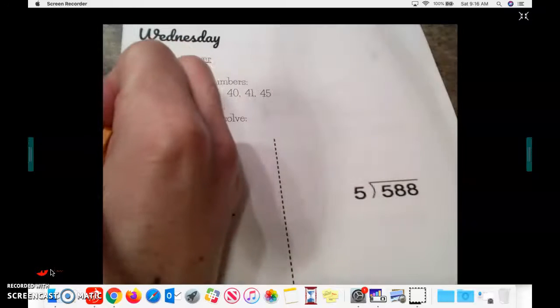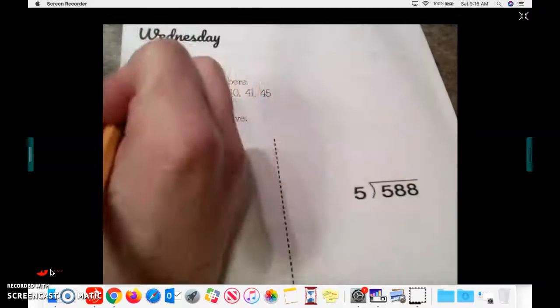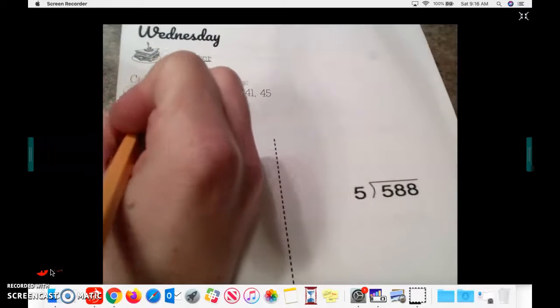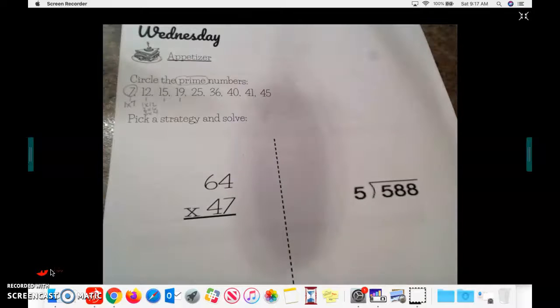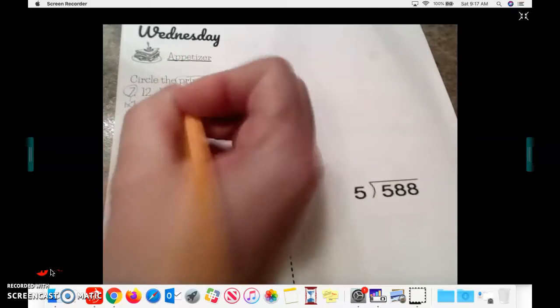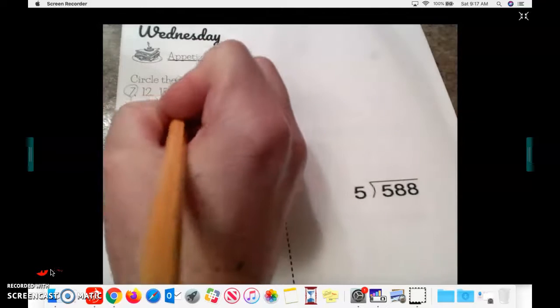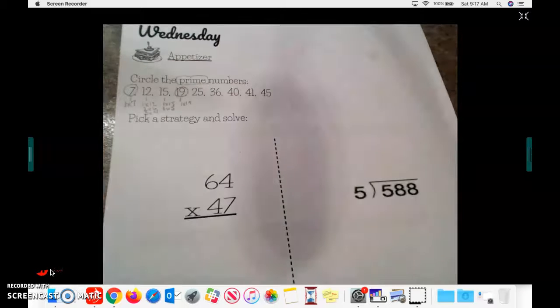So when I look at 7, I know the only way that I can get 7 when I multiply is 1 times 7, so it is a prime number. 12, 1 times 12, 2 times 6, 3 times 4. So it has more than just 1 in itself, so it is a composite number. 15, 1 times 15, 3 times 5, composite. 19, 1 times 19, it is a prime number, so we are going to circle it.